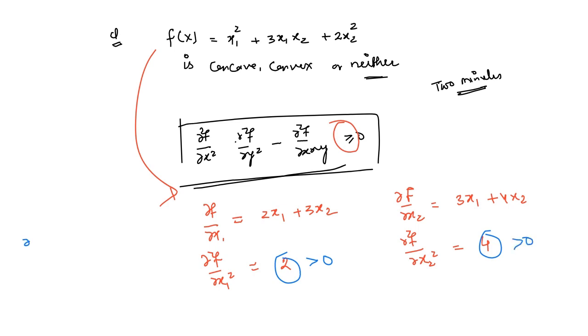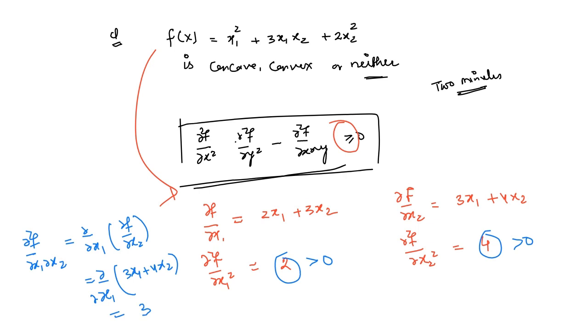Now we calculate del square f upon del x1 del x2. So you write it as del upon del x1 into del f upon del x2. Del f upon del x2 is 3x1 plus 4x2. With respect to x1, this gives us 3. So this value is 3. Now we put these values in this equation.